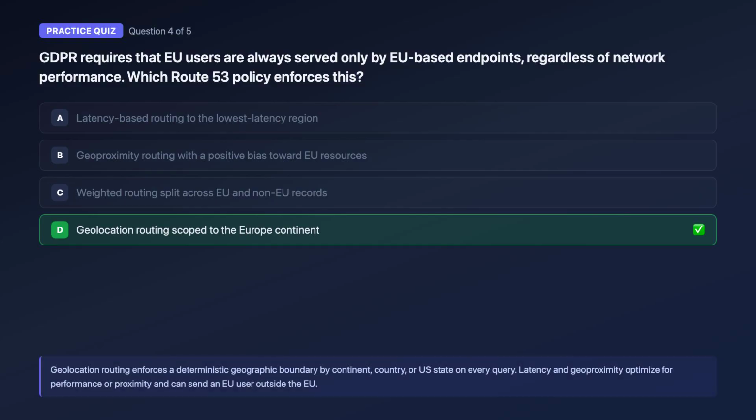If you said D, well done. Geolocation routing enforces a deterministic geographic boundary, continent, country, or US state, on every single query. Latency and geoproximity optimize for speed or proximity, so either one could send a Paris user outside the EU on the wrong day.